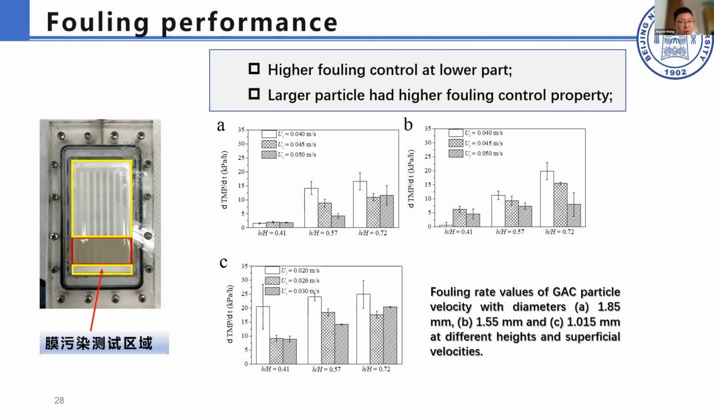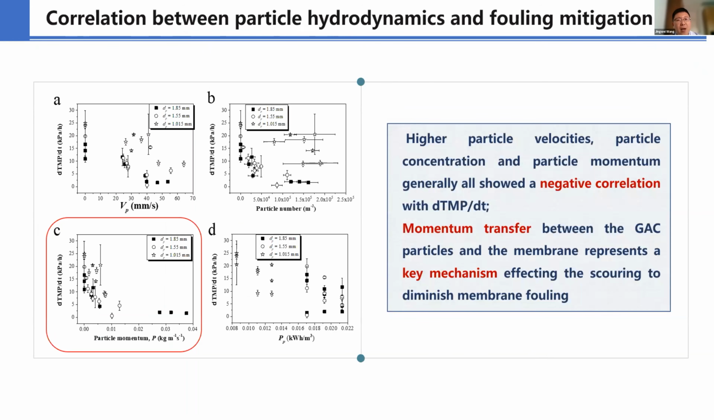And also, we compared different sizes. The larger particle performed better than the smaller one. Finally, we correlated all the particle hydrodynamics parameters to the membrane folding increase rate. We found that if we increase the particle hydrodynamics, it typically helps us to control the membrane folding. There was a strong correlation between the particle momentum and the membrane folding rate, which means that momentum transfer holds the key for particle fluidization.